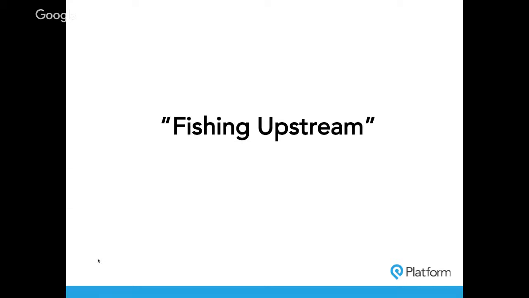What would happen if you walked 100 yards upstream and cast your line in there? You would catch all the fish before they ever got downstream to where everyone else was. So you're fishing upstream, right? If you would go up 100 yards, what we call high-hanging fruit, right? You would intercept all the fish before they ever got to where everyone else was fishing.